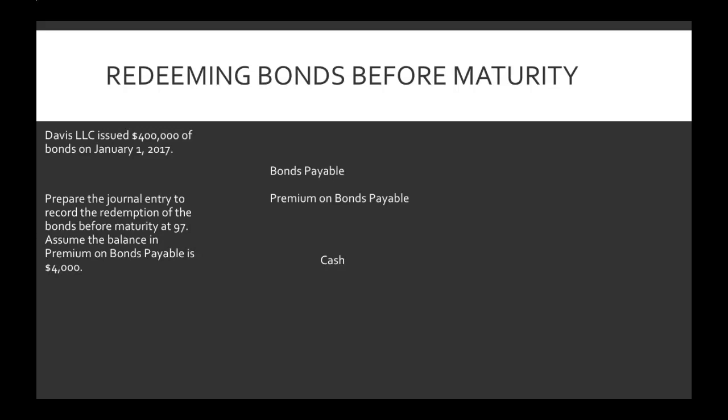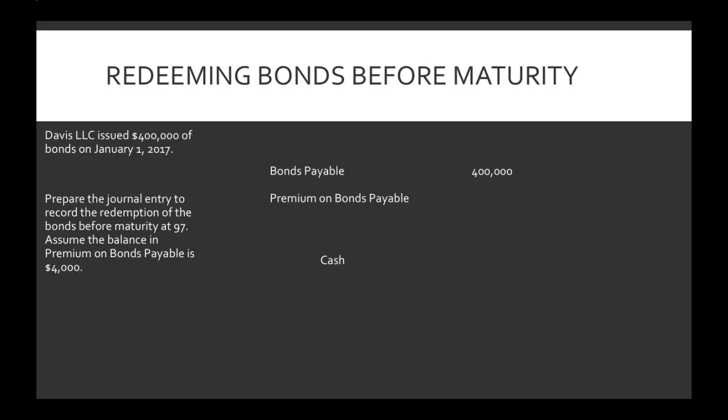We also need to debit our premium on bonds payable. We're told that that account has a $4,000 balance. Well, premium on bonds payable has a normal credit balance. So since these bonds are being redeemed, we need to get that $4,000 off of our books.